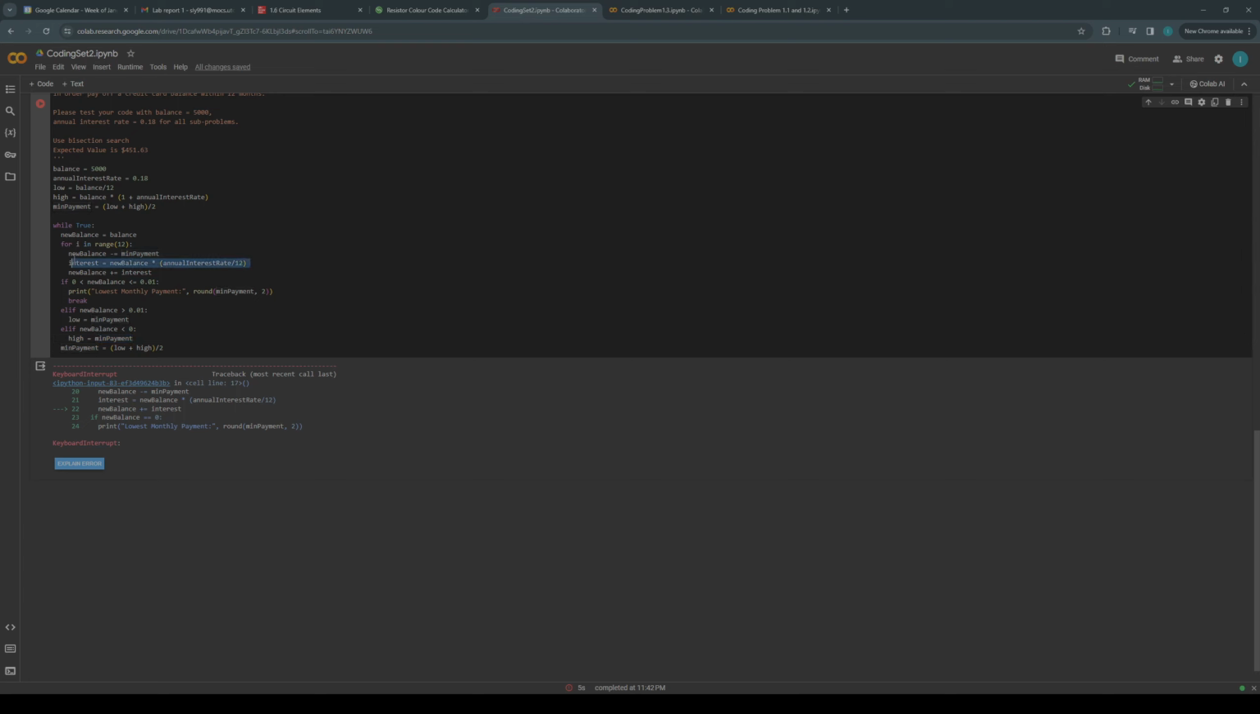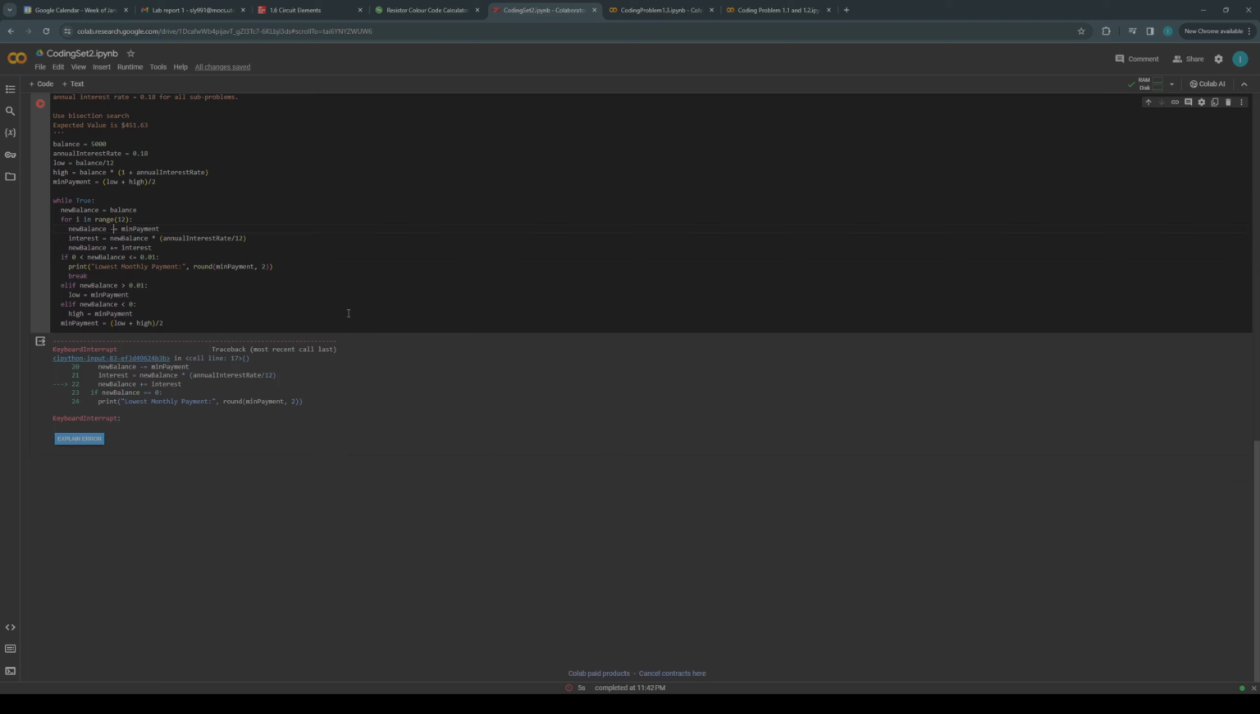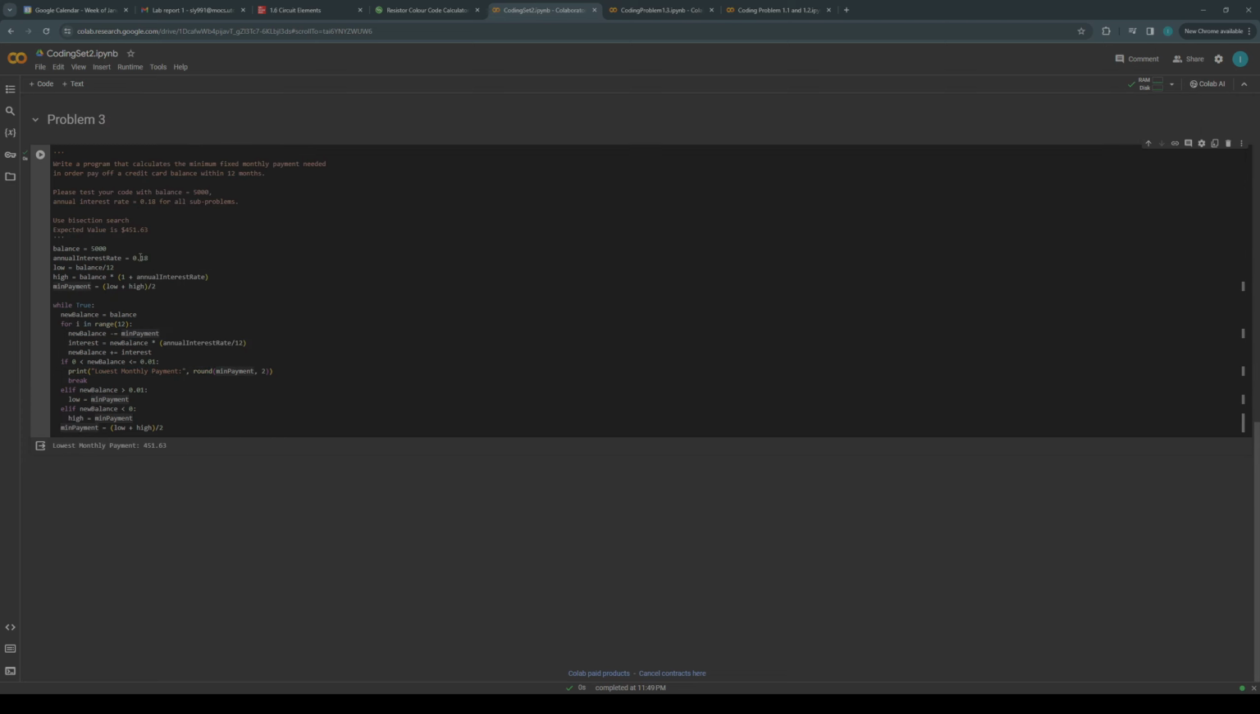Then we go through that while loop again and try to use that new minimum payment. Eventually we will get to a point where that minimum payment is correct, and we find that new balance will be between 0 and 0.01. That's just going to be our minimum payment, and we go ahead and print that out. So let's run that. We expected it to be 451.63, and we get that the lowest monthly payment is 451.63.